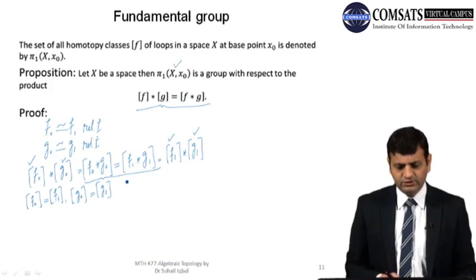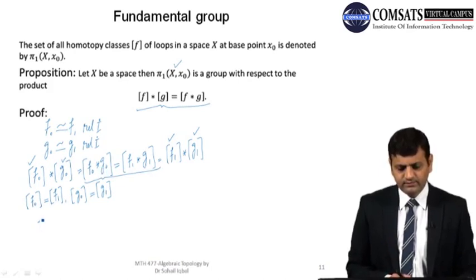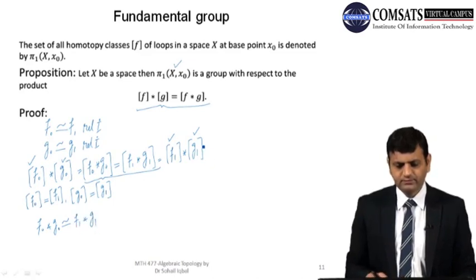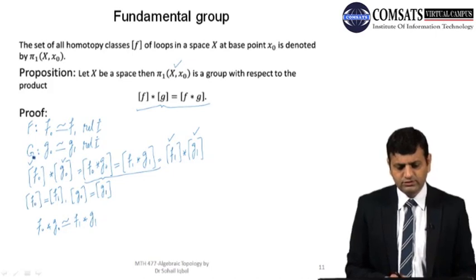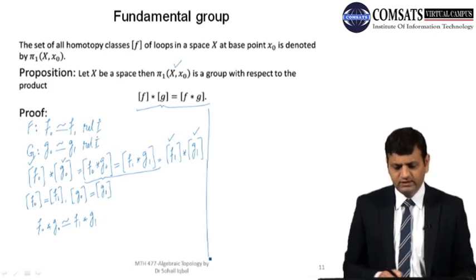So in other words, I have to show that these two path classes are equal, or in other words, that f0 star g0 is homotopic to f1 star g1. So let capital F be the homotopy and capital G be the homotopy which is used to show that g0 and g1 are relative homotopic. So how do we show that f0 star g0 is homotopic to f1 star g1?